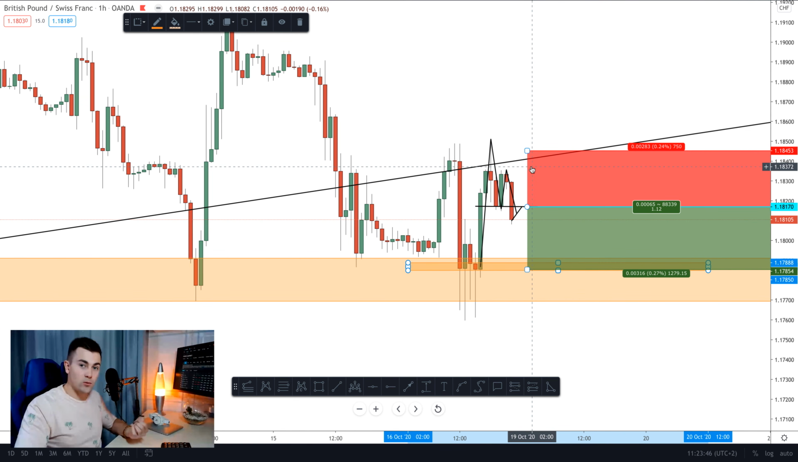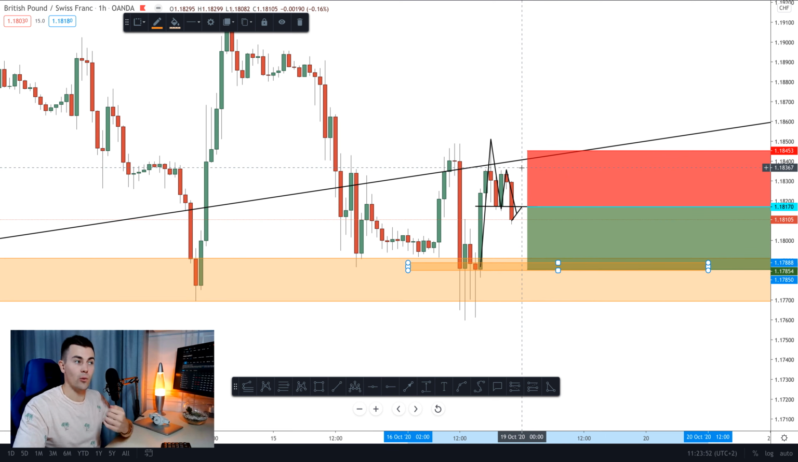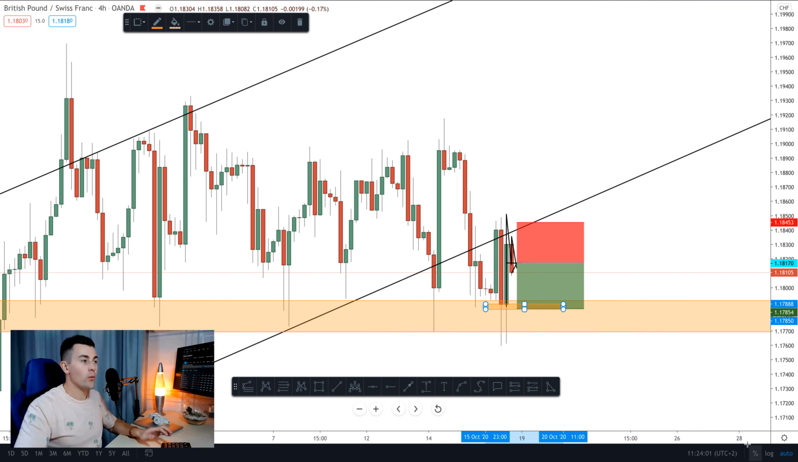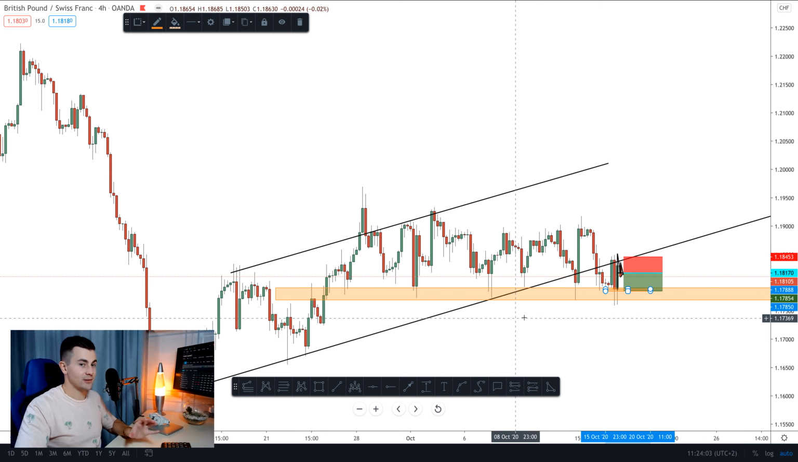But as you remember, our predictions are that the market, because the market violated the channel on 4 hours, because the market is bearish on the daily, we expect a strong bearish movement. So where will be our target? Where we will aim at? We will aim at the next structure level.